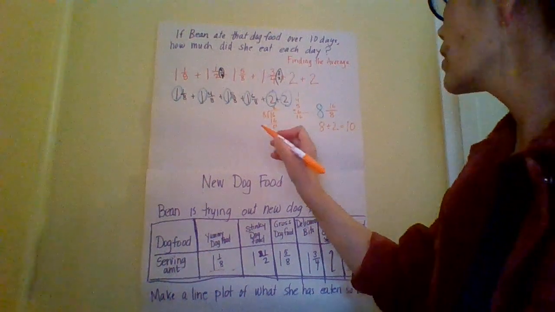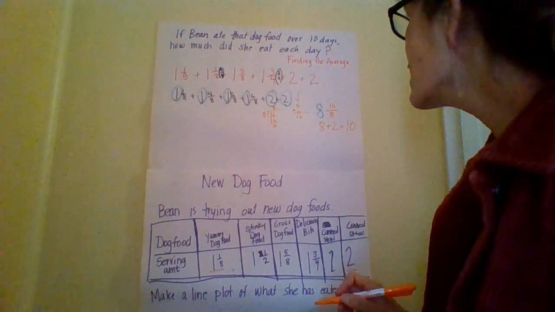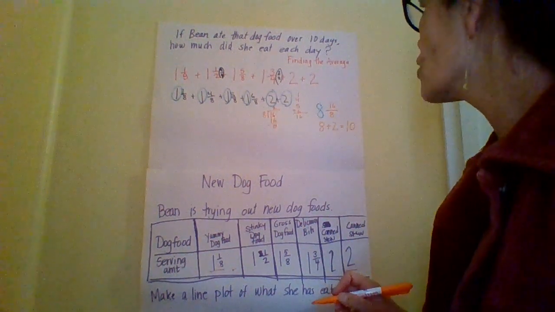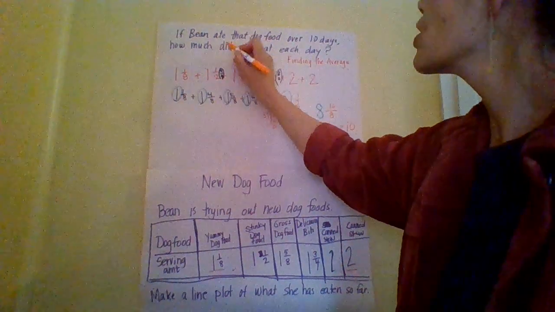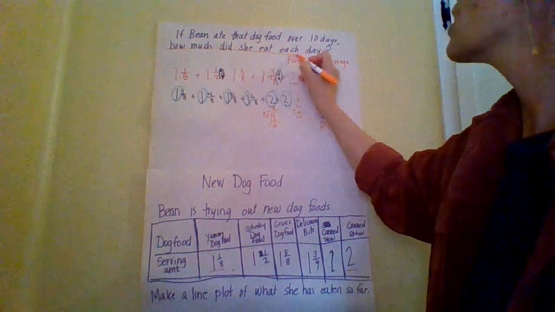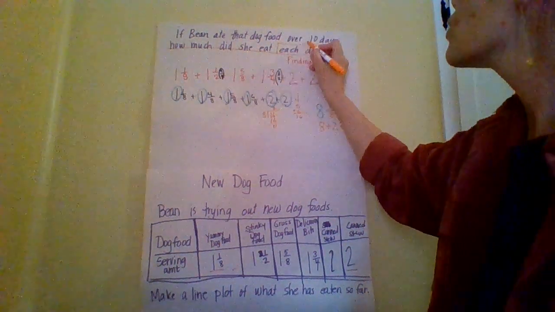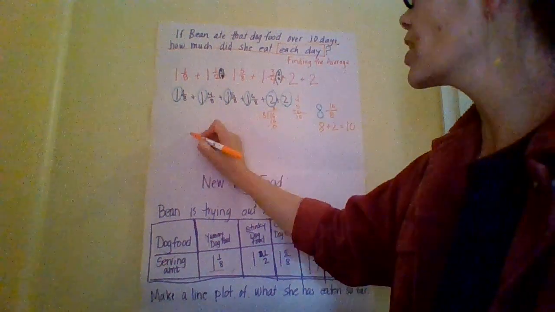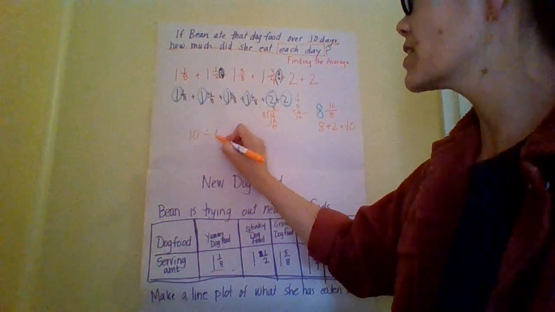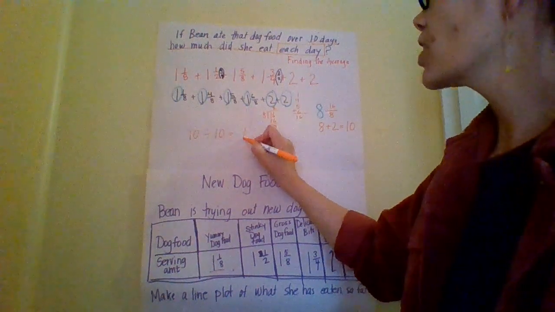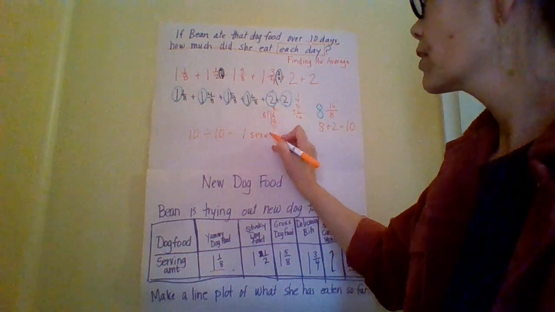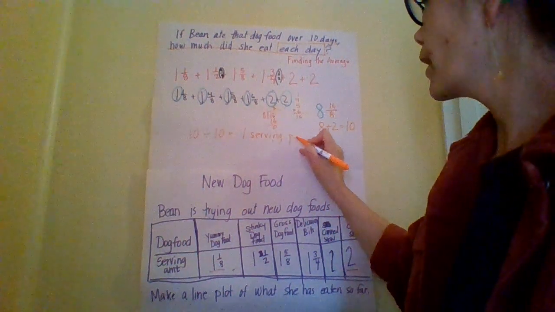So to begin with, Bean ate 10 servings of dog food. And the question is, how much did she eat each day? So over 10 days, she had 10 servings divided by 10 days. That means she had 1 serving per day.